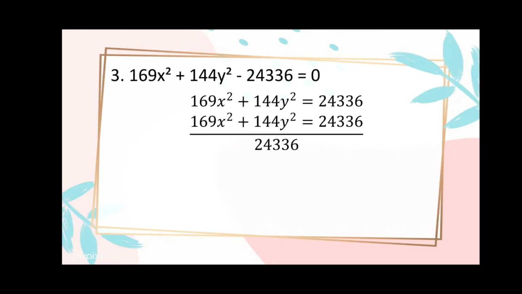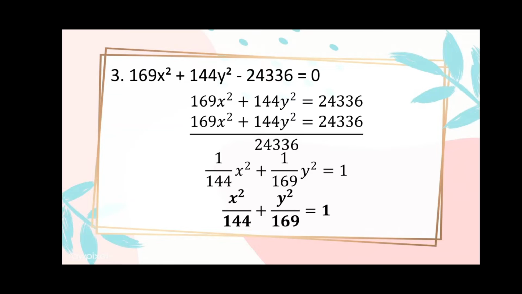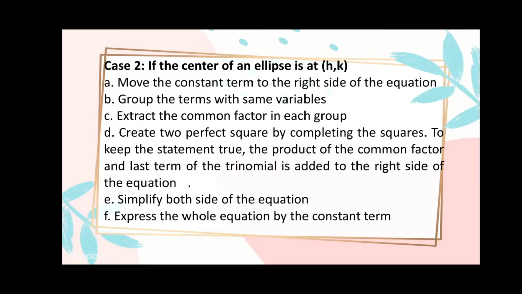So 169x squared divided by 24,336 is equal to x squared over 144. Next is 144y squared divided by 24,336 is equal to y squared over 169. And of course, 24,336 divided by 24,336 is simply equal to 1. So we have now the final answer for example number 3.